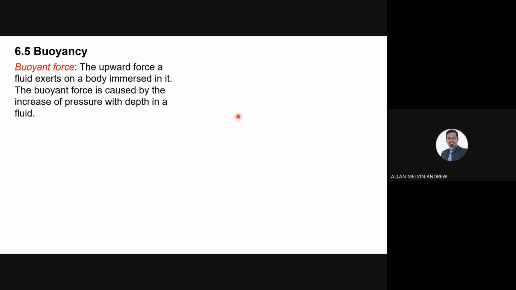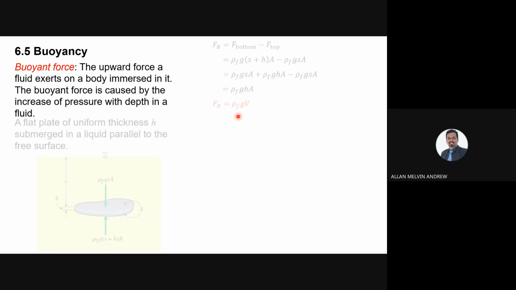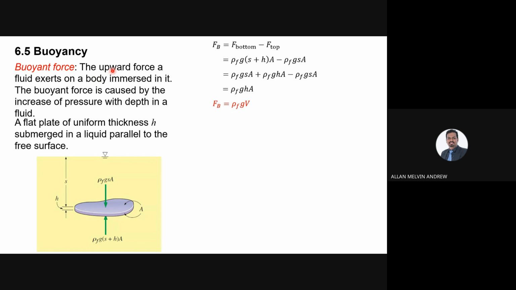Okay, so 6.5 buoyancy. Buoyancy is a natural kind of force acting in the water. It's an upward force a fluid exerts on a body immersed in it. The buoyant force is caused by the increase of pressure with depth in the fluid. As the object goes deeper and deeper, there will be changes in pressure. The pressure will increase, and buoyant force is something that opposes gravity.